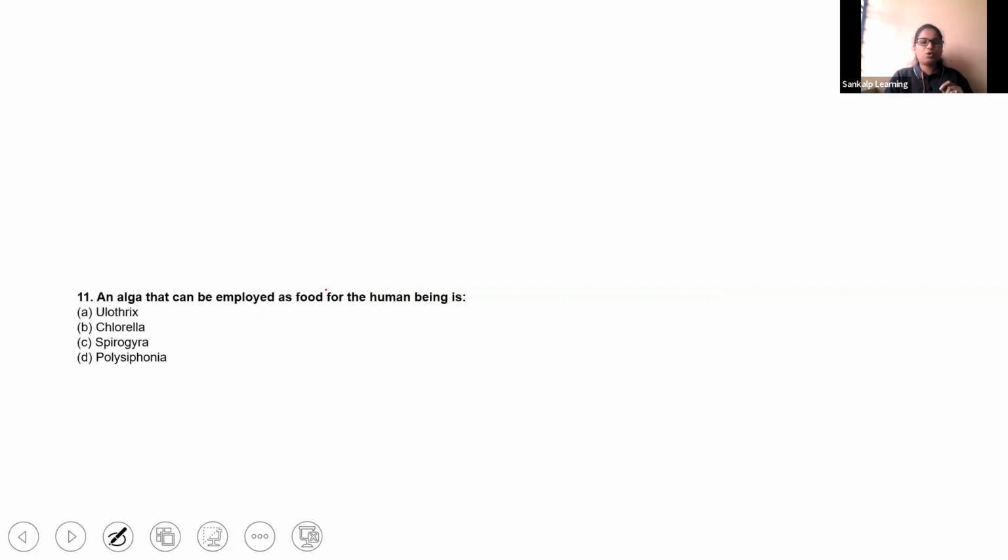Okay, 11th question goes like this. An algae that can be employed as food for human beings. There is one algae that can be used as human food. Ulothrix, Chlorella, Spirogyra, Polysiphonia. Be fast.